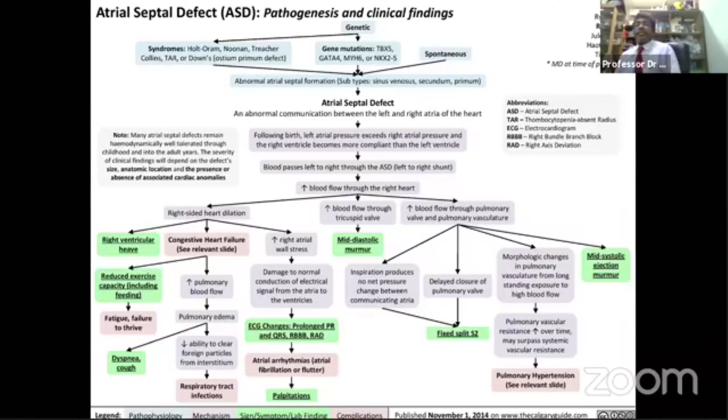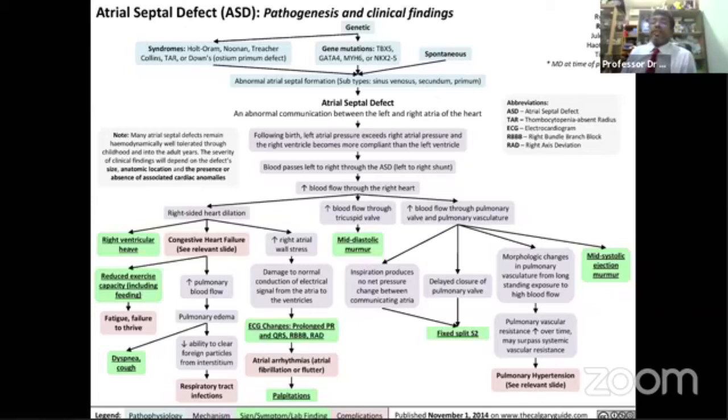So actually these are the diagnostic modalities, and now how do we treat the ASD. For the treatment options, in an asymptomatic patient with a small ASD, usually no treatment is needed, and sometimes a very small ASD can close spontaneously.